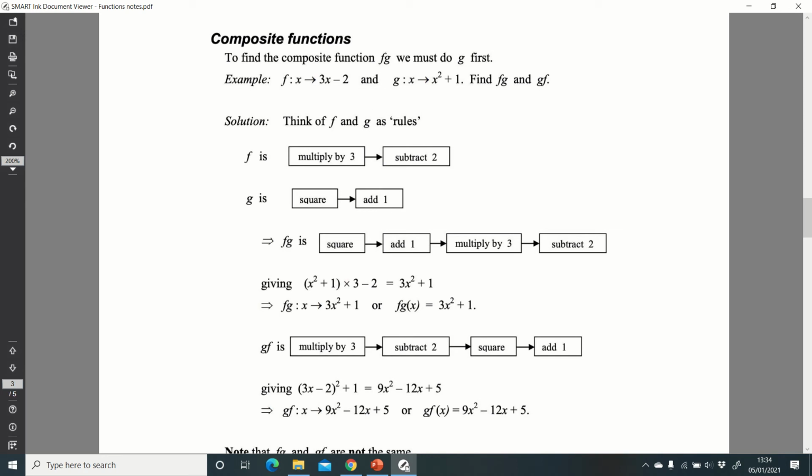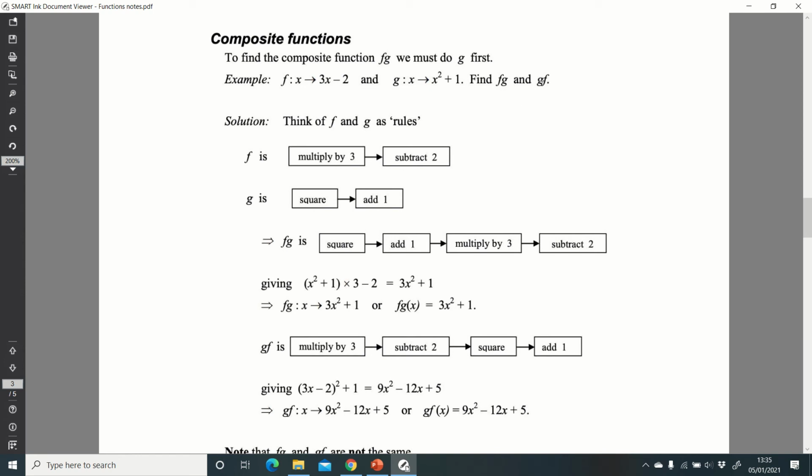So if I have two separate functions, a function f of x and a different function g of x, both still involving x, then I can combine these together. I can find the composite function f of g, is how we would say that. Now, if I want to find f of g, then I have to substitute the function g into the function of f. So if I've got 3x minus 2 as my f of x and I've got x squared plus 1 as my g of x, then I can substitute this into the other one to find f of g.